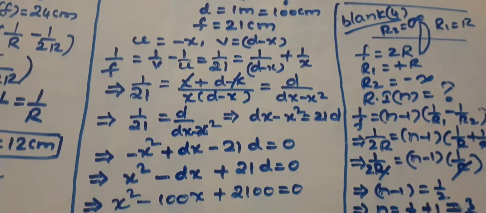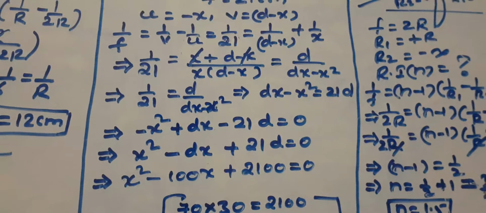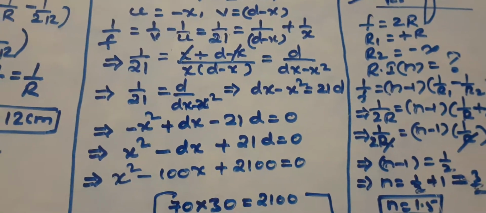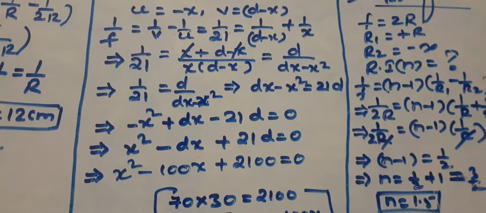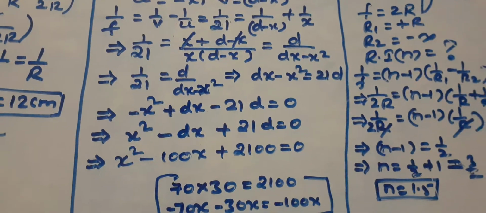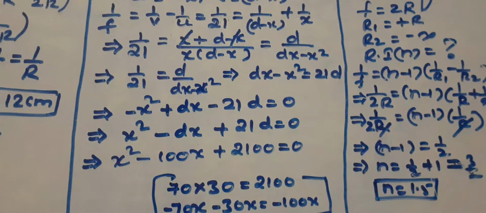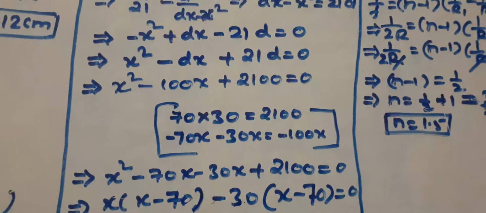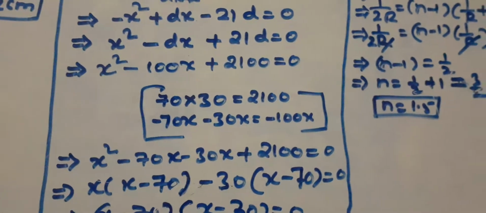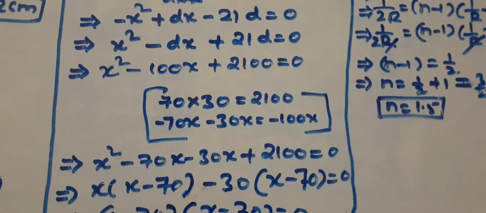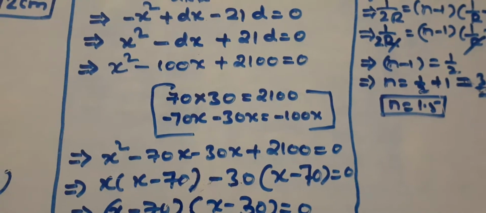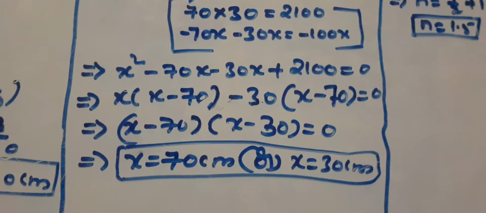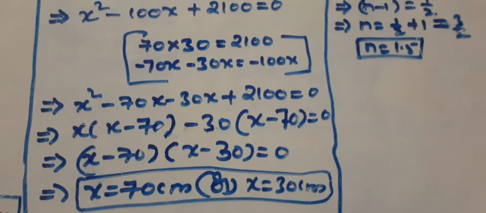Simplifying by taking the LCM, students, 1 by 21 is equal to d by (dx minus x square), but d is given. Now substitute the d value. So x square minus 100x plus 2100 equals 0. Now factorize, students. For 2100 we can write 70 into 30, and minus 100x can be written as minus 70x minus 30x. Simplifying, we get x equal to 70 centimeters and x equal to 30 centimeters.